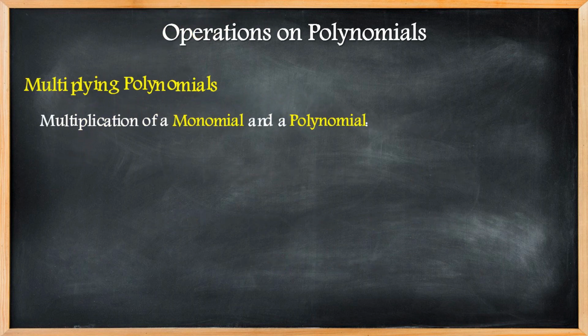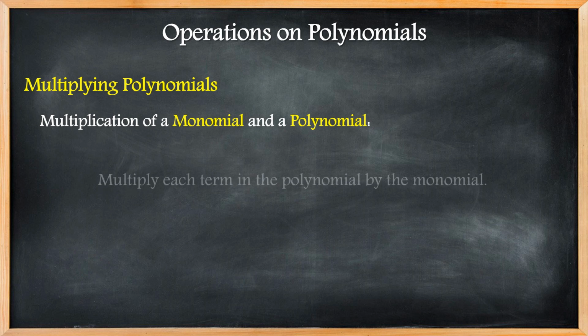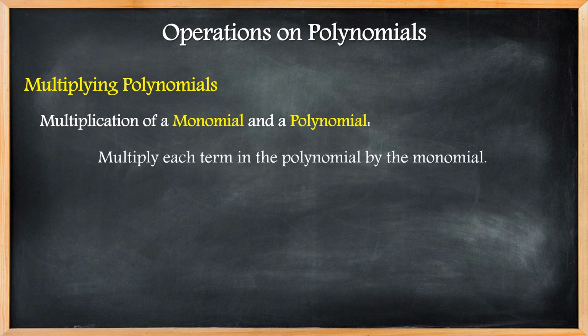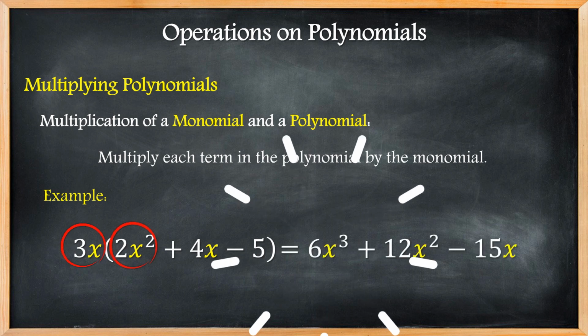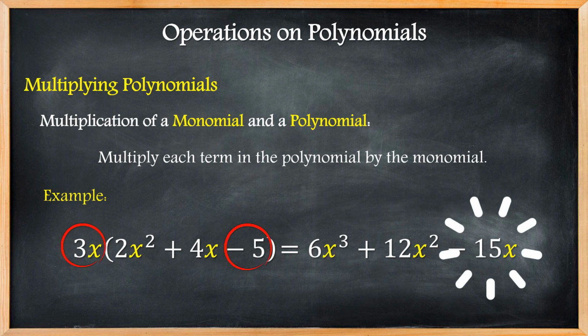Next, let's look at multiplying polynomials. First, we'll multiply a monomial by a polynomial. To do this, we multiply each term in the polynomial by the monomial. For example, 3x multiplied by 2x squared plus 4x minus 5 gives 3x times 2x squared equals 6x cubed. 3x times 4x equals 12x squared. 3x times -5 equals -15x. So the result is 6x cubed plus 12x squared minus 15x.